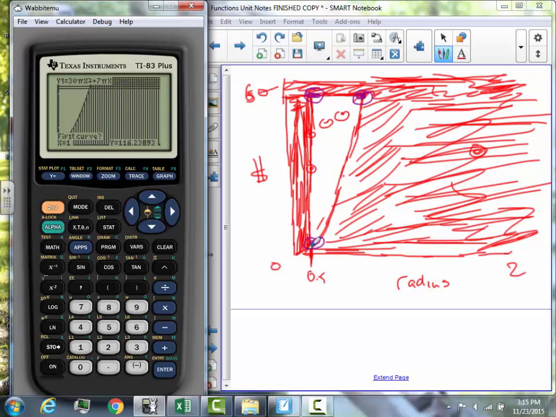Okay, so this one's trickier because there's physically not a line there. I'll show you how to solve that in a second though. But we can find where these lines cross. They cross over here at 0.62 and 50.